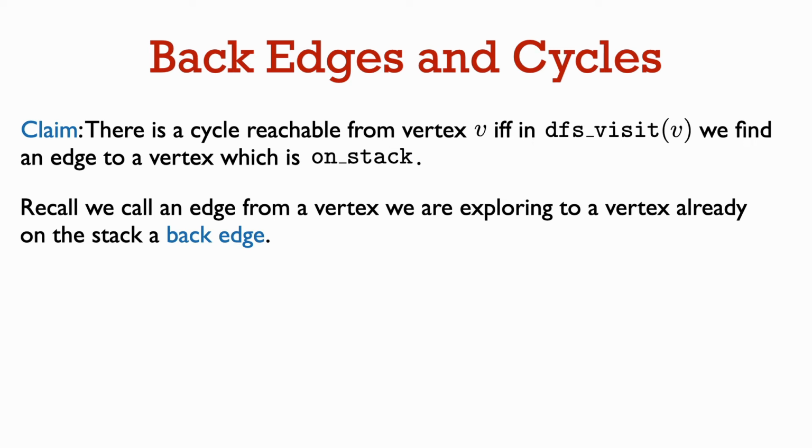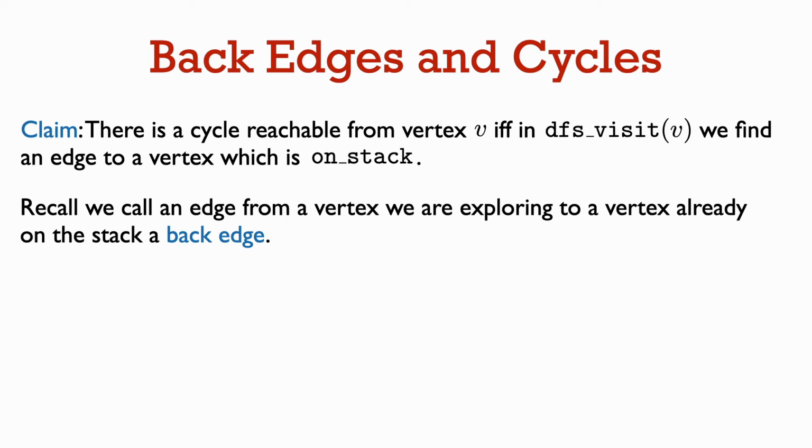Okay, so now we've seen the algorithm, we've seen how it works on an example. The key to why the algorithm works is this claim that I mentioned before. There's a cycle reachable from vertex V if and only if in DFS visit on V, we find an edge to a vertex which is on stack. In other words, we find a back edge. So this claim says that the presence or absence of a back edge characterizes the graph having or not having a cycle. So this is nice because it transforms our problem from detecting a cycle to detecting a back edge.